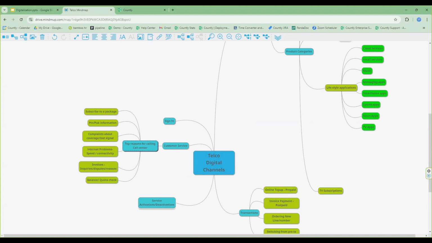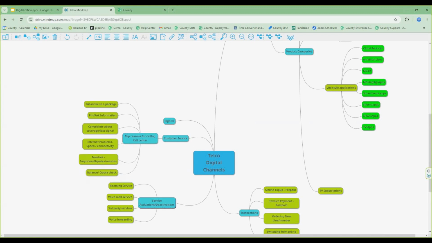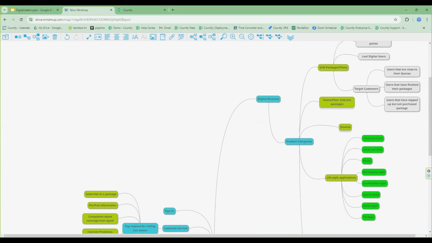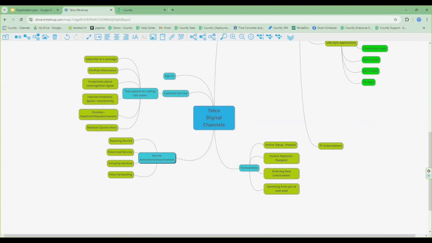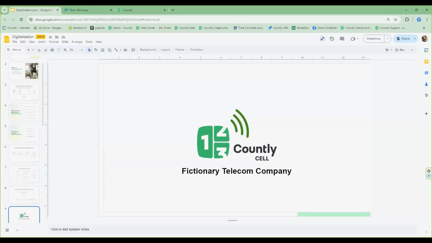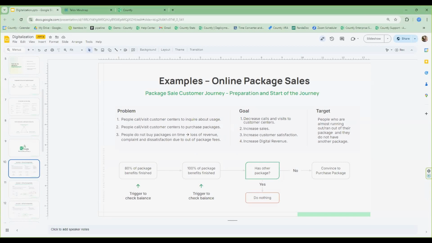while creating a journey. And then there could be some service and activations that could be done online as well, like activating your roaming services, voicemail services, voice forwarding, these kind of telco services, for example. So once you lay everything out, then it's much easier to think through each process, create a journey map, and identify the target groups that we would want to act on, basically. So let's look at some examples.